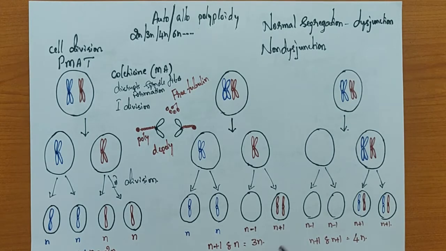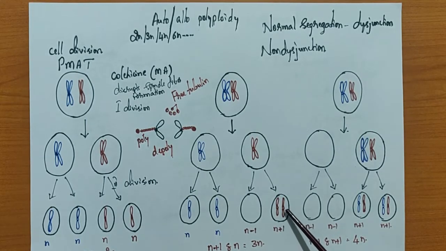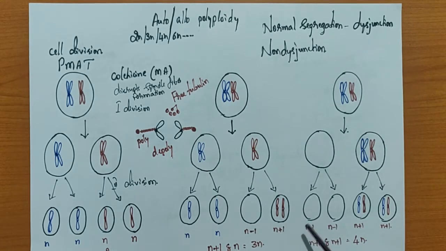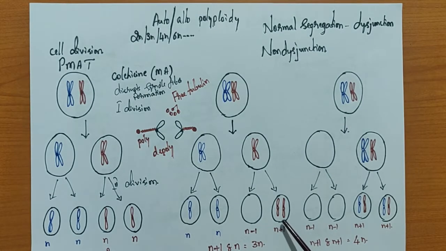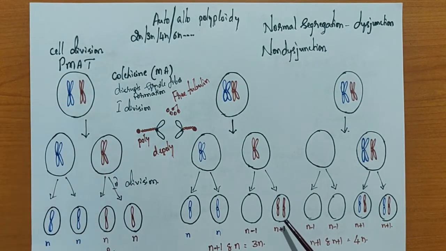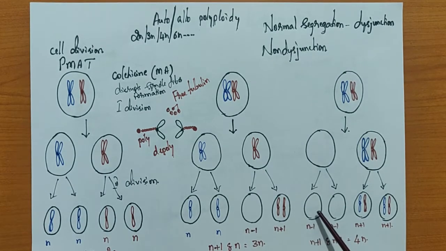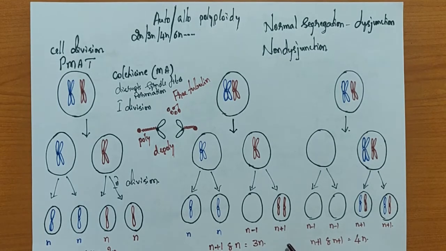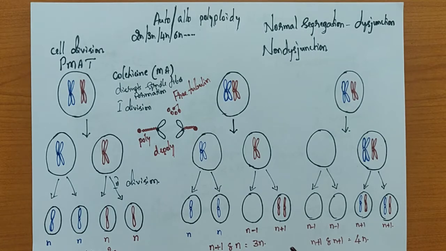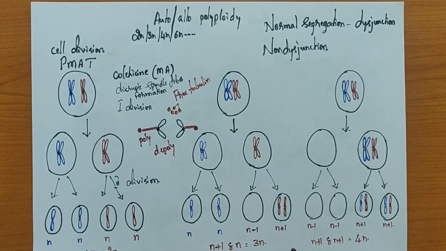Suppose if you do take this variety n plus 1 and fuse with another n plus 1 gamete. So then what happens? Now this is an n plus 1, it is as good as a 2n status. Then another n plus 1, again a 2n. When they fuse together, then what happens? We are going to get a 4n variety. So the chromosomal number is going to be doubled in case of a 4n.